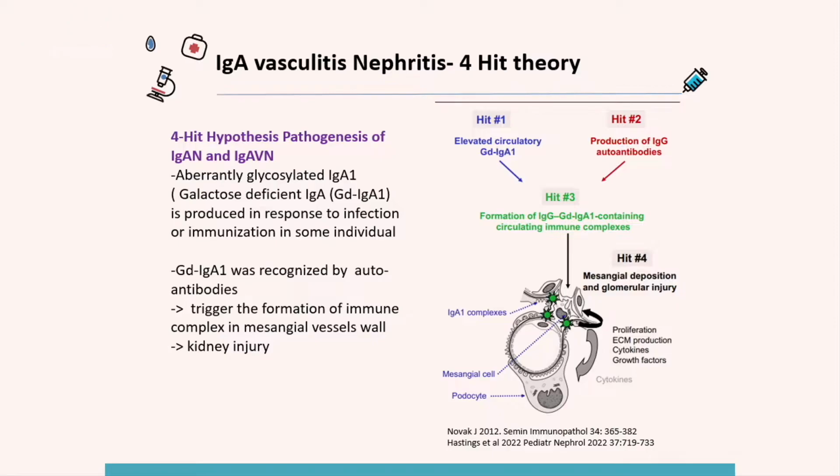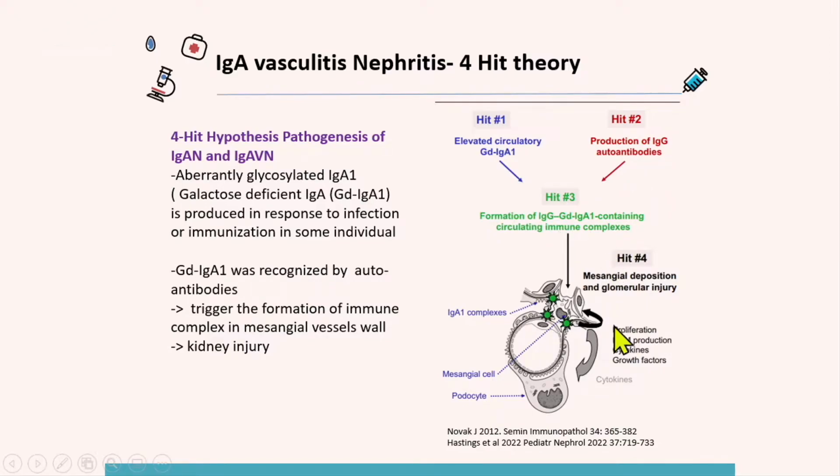So let me explain to you this four-hit hypothesis, which was coming from IgAN. In the first place, hit one was that the patient would have elevated circulatory galactose-deficient IgA1. So this is the unusual IgA1, which is galactose deficient. And the second hit was that the patient produced autoantibodies, and the two combined to make immune complexes.